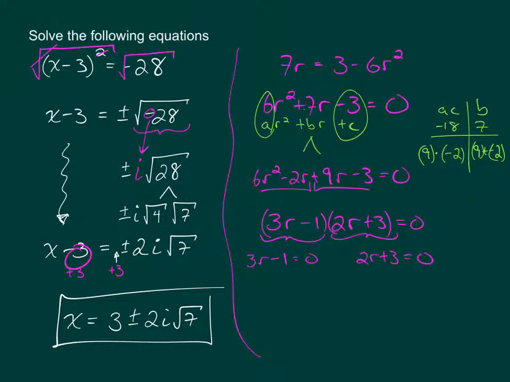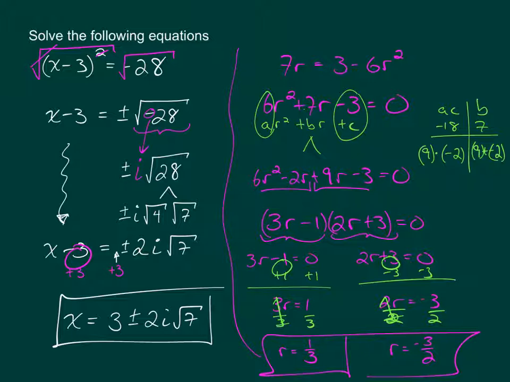We can solve each one for r. Here we'll add 1. Here we'll subtract 3. And those zero out and those zero out, leaving you with these two equations. And then to find the final answers, you can divide by the coefficient of r. Oops, here it's 2. And you'll get your final answers of r equals 1 over 3 and r equals negative 3 over 2.